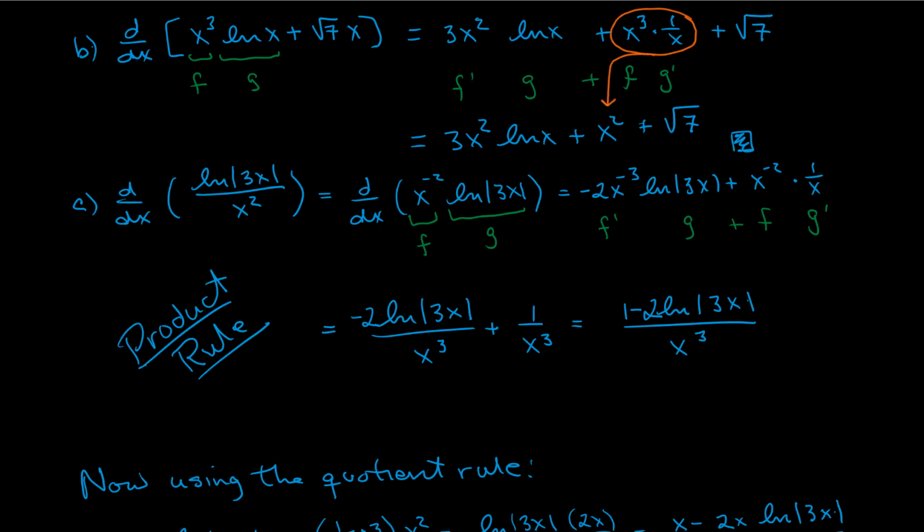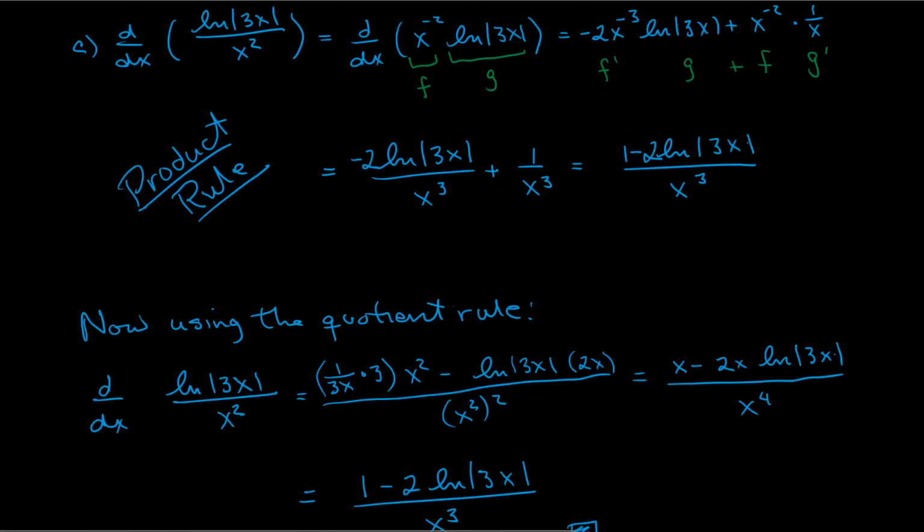So when we clean it up a little bit, we wind up with 3x squared natural log of x plus x squared times the square root of 7. So there's the second one worked out. Let's take a look at this next one.